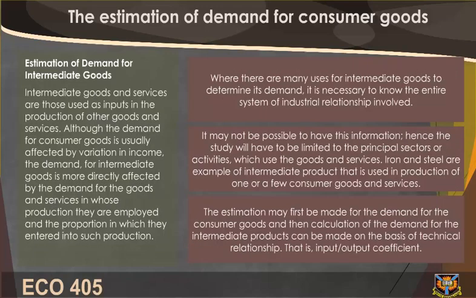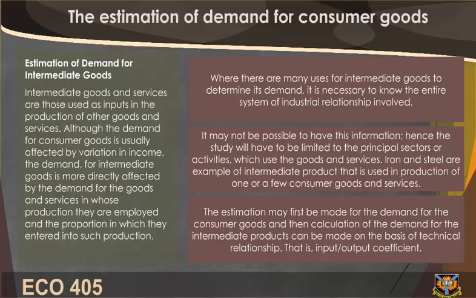Estimation of demand for intermediate goods. Intermediate goods and services are those used as inputs in the production of other goods and services. Although the demand for consumer goods is usually affected by variation in income, the demand for intermediate goods is more directly affected by the demand for the goods and the services in whose production they are employed and the proportion in which they entered into such production.